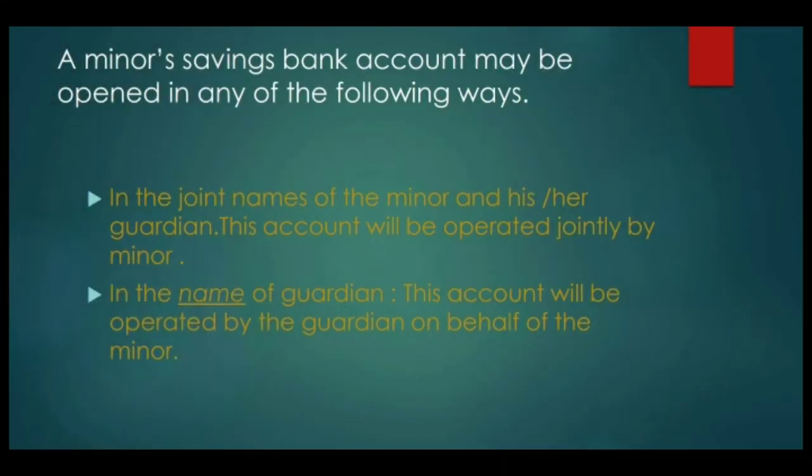A minor savings account may be opened in any of the following ways. First, in the joint name of the minor and his or her guardian, and the account will be operated jointly by the minor and guardian. Second, in the name of the guardian, and this account will be operated by the guardian on behalf of the minor.